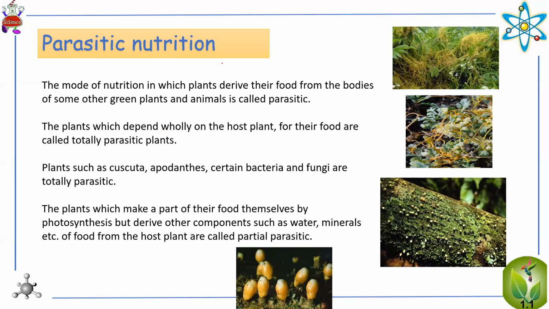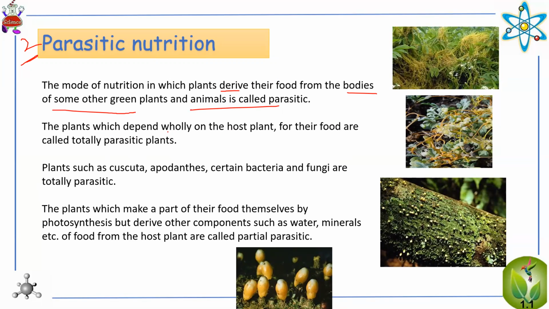So parasitic nutrition is the second mode of nutrition. In this nutrition, the plants obtain their food from the bodies of some other green plants and animals. It's called parasitic. The plants that derive their food from the bodies of some other green plants, and also from animals, are parasites.